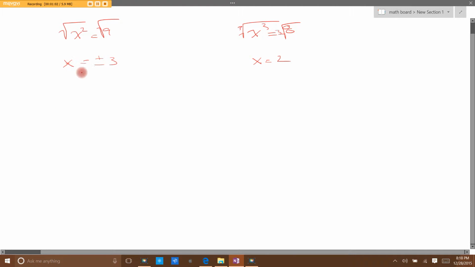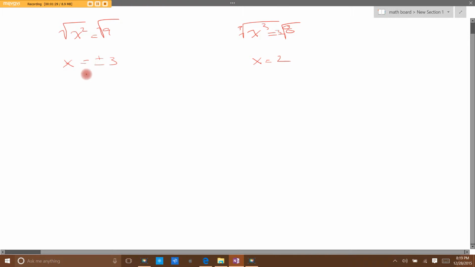Now, notice the difference besides the actual values themselves. Check it out. Here we've introduced a plus or minus. Here we simply have 2, not plus or minus 2. Why? What's the difference? This is where students have trouble and usually get flabbergasted or thrown off course when it comes to these types of questions in an exam.